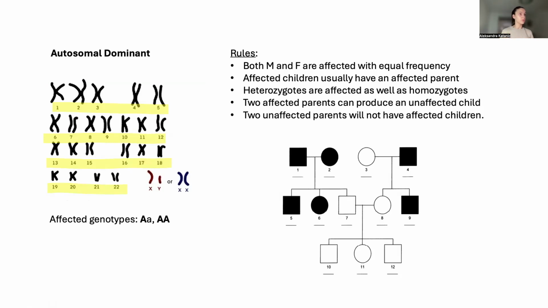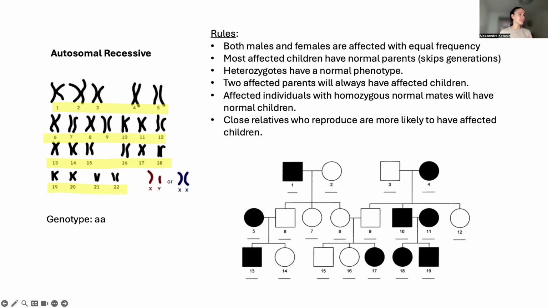Let's start off with autosomal dominant. I hope we're doing okay. I hope I'm not going too fast. Or let's start with the first half of the trait. Whoops.